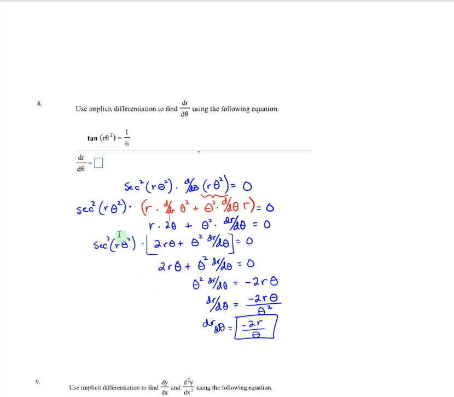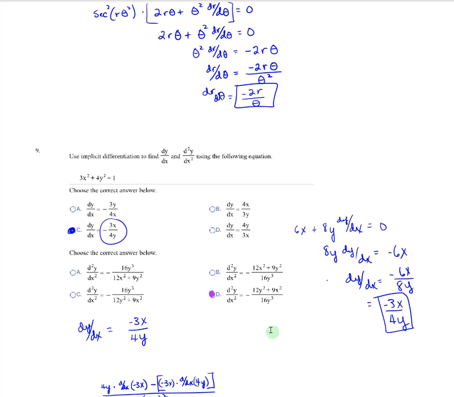We can divide by this, and you should see if you divide, it's gone because it's dividing into 0. So now I have this line. Subtract the 2r theta to the other side, and then divide by theta squared. We're always trying to isolate this. So dr d theta equals negative 2r theta over theta squared. Those can simplify, and you would have just a theta on the bottom. So negative 2r over theta.